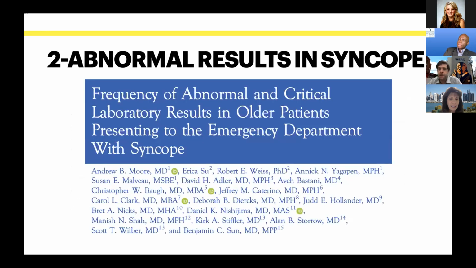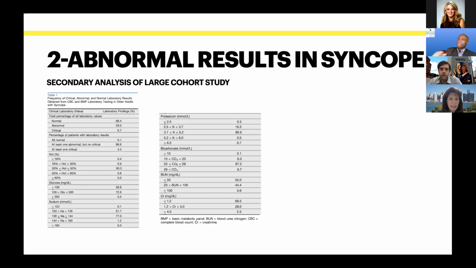There's a second paper that was published with many of the same authors, using a similar data set. And what they were asking is, essentially, what do we see in terms of abnormal lab results in these older adults who present to the emergency department with syncope? So they had the same cohort, around the same number of patients in this group here.